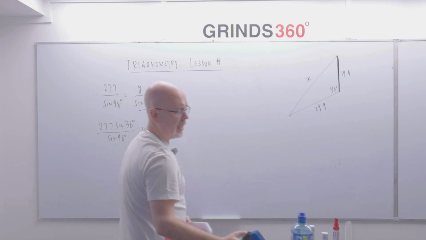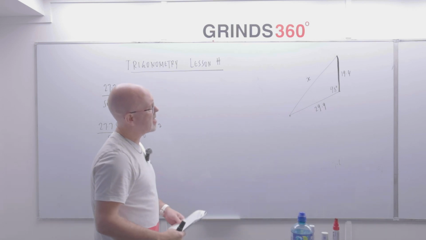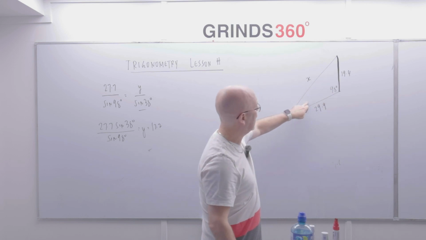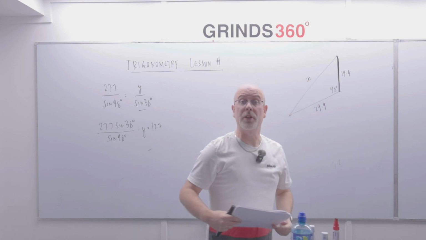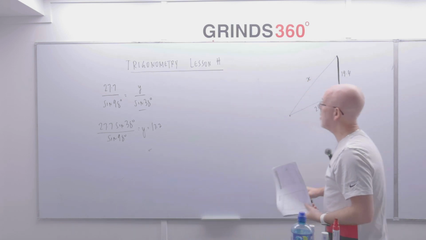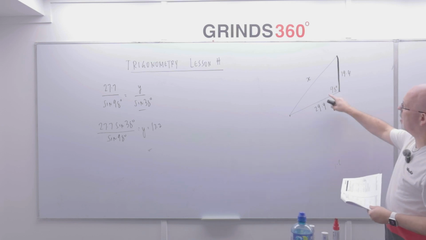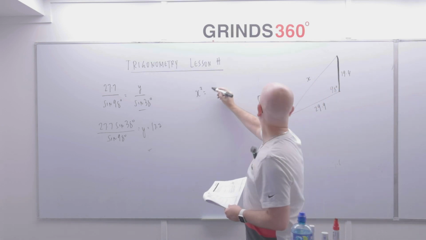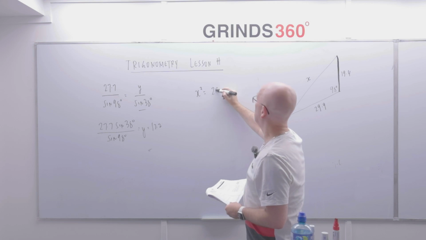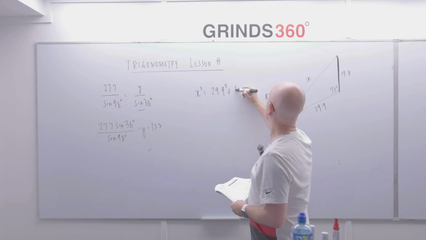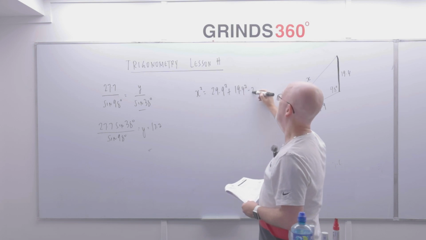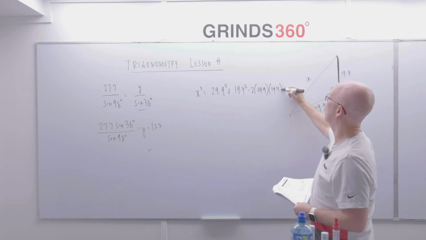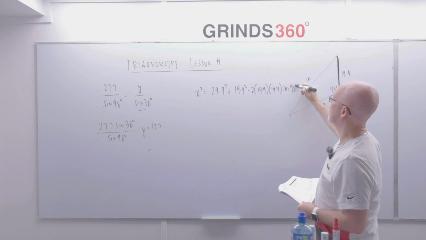To solve that triangle, you can see I can't use my sine rule because I don't have a pairing. I know this side but not the angle, I know this side but not the angle, and I know this angle but not the side. So that's a job for the cosine rule. Remember, the side that goes by itself on the left-hand side is the one that's opposite the angle, which is going to be x. So I get x squared is equal to 29.9 squared plus 19.4 squared minus 2 times 29.9 times 19.4 times cosine 98 degrees.